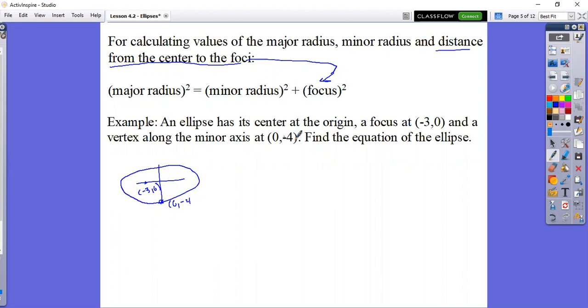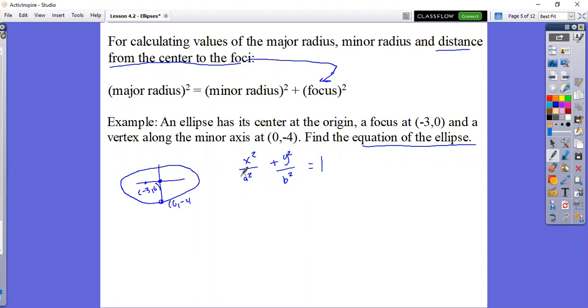And so if I want to find the equation of the ellipse, I need to know the major radius, the minor radius. I need to know the center, which this one is centered at 0, 0. And that information can help me fill out the equation. So the equation is x squared over a squared plus y squared over b squared equals 1. So I need to figure out the major and the minor radius.